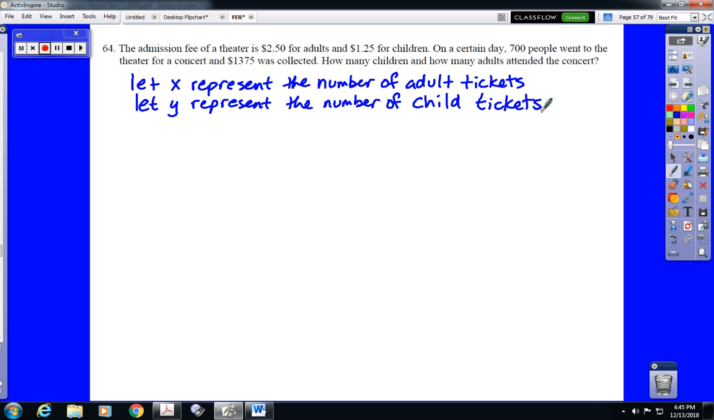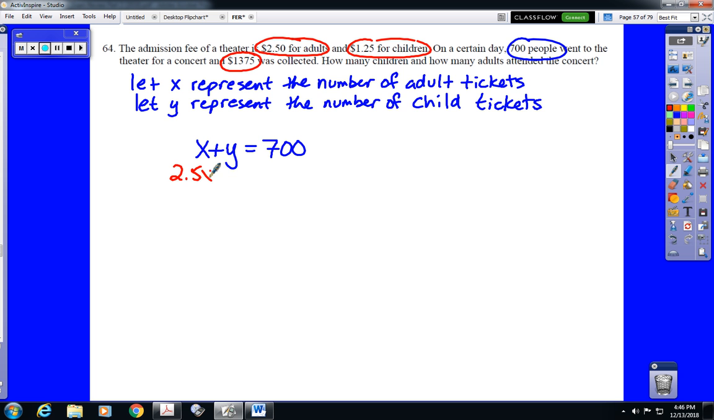Now you'll notice that they told us how many people attended the concert, 700. So your first equation is x plus y is 700, because all 700 people would have needed a ticket to get in. The other information in the problem is price, $2.50 for adults, $1.25 for children, a total of $1,375. So we're going to say 2.5x plus 1.25y equals 1,375.